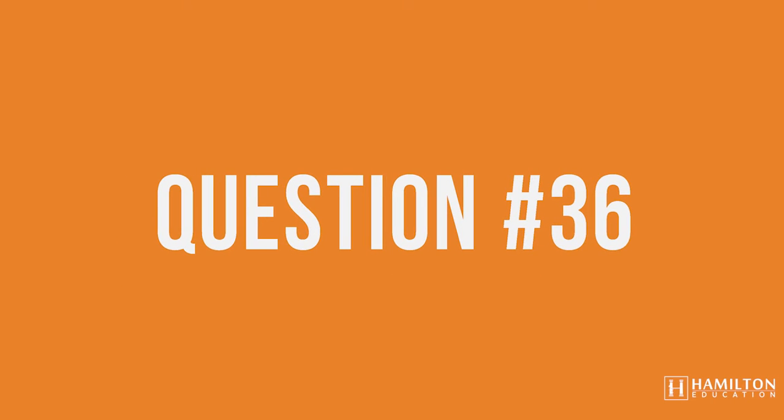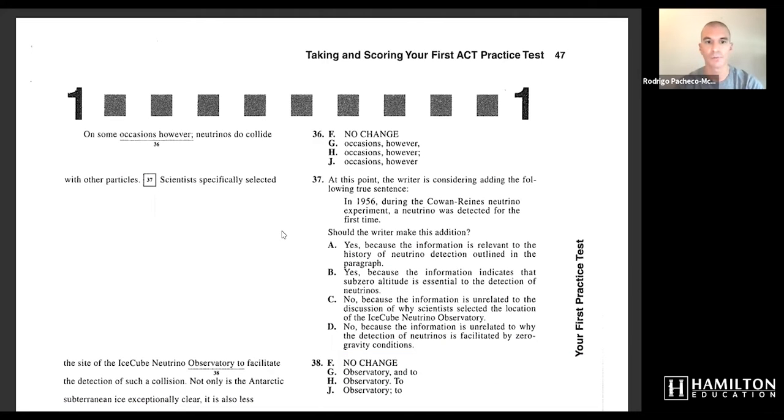Question 36 is a punctuation question. I'm going to read the sentence so we can identify the different elements of the sentence structure, and then we can talk about the punctuation rule that applies. "So on some occasions, however, neutrinos do collide with other particles." Where does our independent clause begin? Our independent clause begins with the subject, and that is neutrinos. And then we have a helper verb, and then our verb collide. So neutrinos do collide with other particles, right?